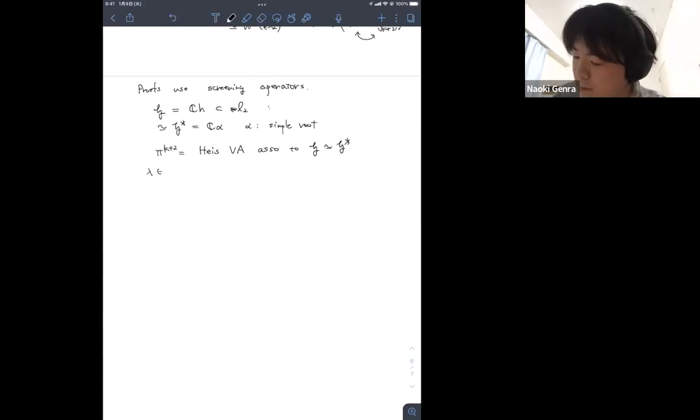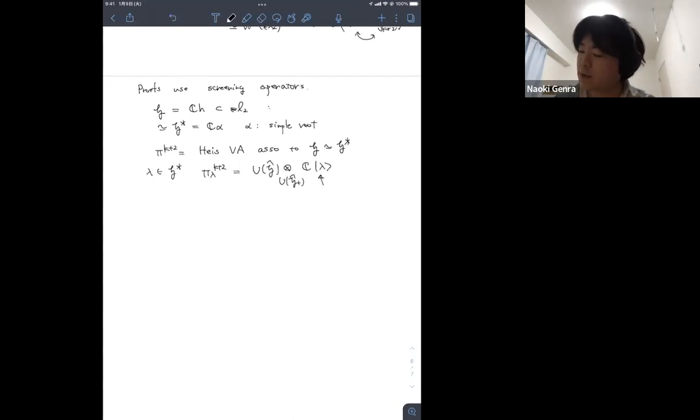We take λ in h^*. We define π^(k+2)_λ, which is a Fock space induced from Cλ. Here h_n acts on λ as (k+2) times λ(h) times δ_{n,0} for n nonnegative. So anyway, this is also a Fock space, and in the context of vertex algebra, this is a π-module.